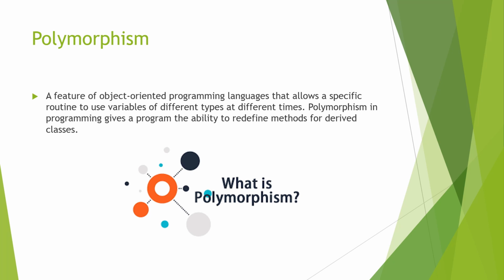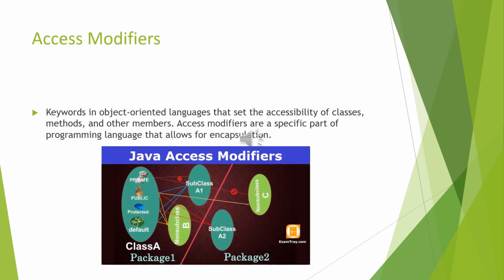Polymorphism. A feature of object-oriented programming languages that allows a specific routine to use variables of different types at different times. Polymorphism in programming gives a program the ability to redefine methods for derived classes. Access modifiers. Keywords in object-oriented languages that set the accessibility of classes, methods, and other members. Access modifiers are a specific part of programming language that allows for encapsulation.